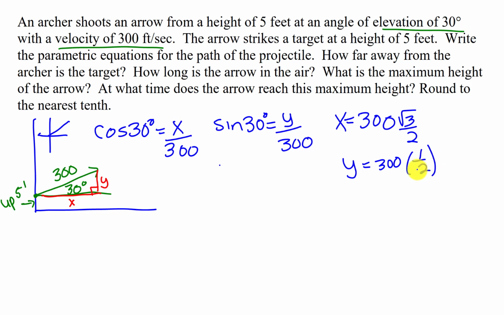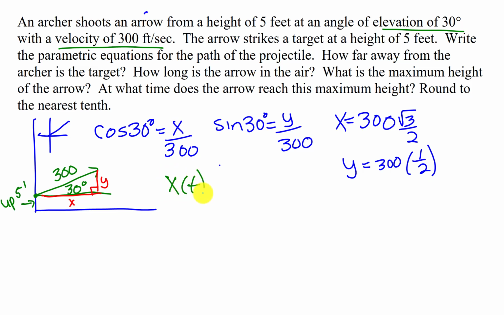Now, this would be breaking the vector down into its components, but it's going 300 feet per second. So if I want to express this as its position parametrically, I'm going to use this x and y, but I'm going to need to also include time. And for the y, we have to include the fact that for the vertical distance, gravity is pulling down on it and will affect the height. All right, so let's first of all write down our parametric equations.